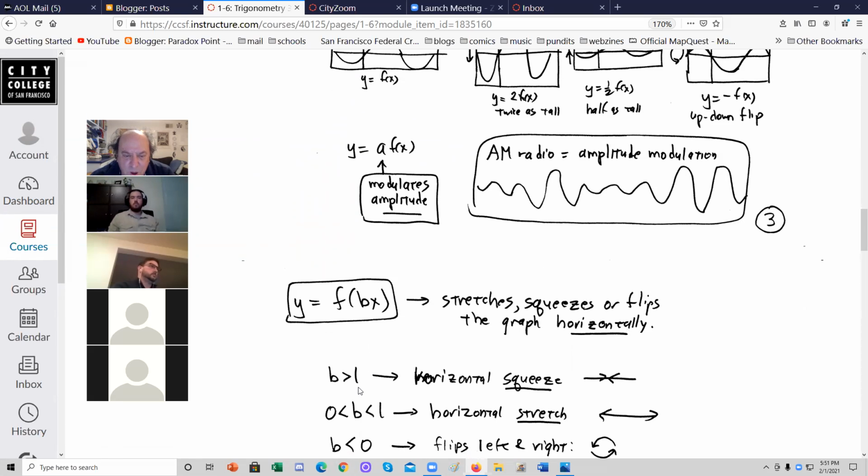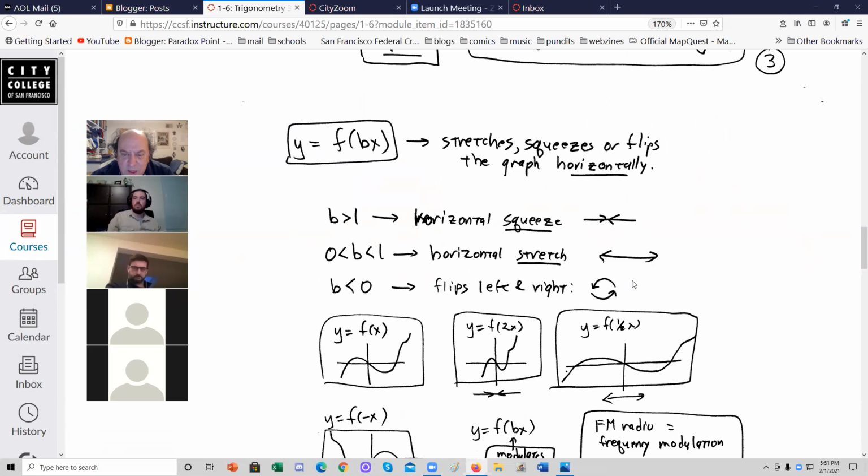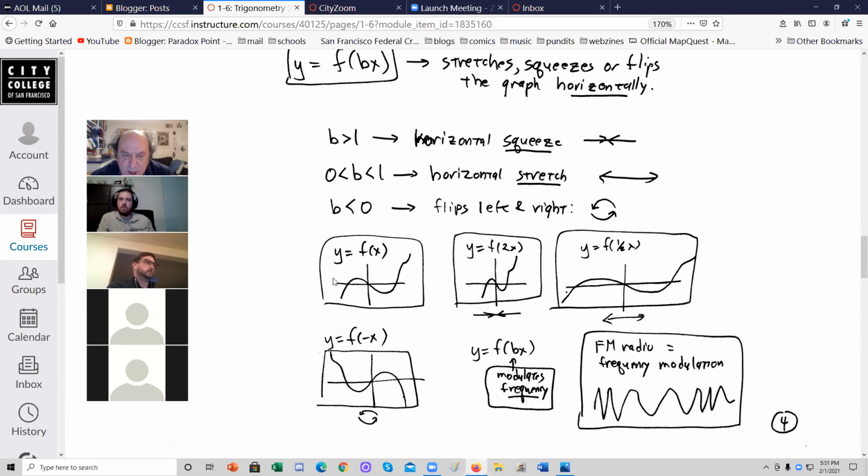If b is bigger than 1, then f goes through its range faster, and that means there's a horizontal squeeze. If b is between 0 and 1, f goes through its range more slowly, and so that corresponds to a horizontal stretch. And if b is less than 0, then it flips left for right. So for example, if here is the graph of f of x, then f of 2x runs through it more quickly, squeezed horizontally. F of a half x is stretched out horizontally. F of negative x flips this left for right.